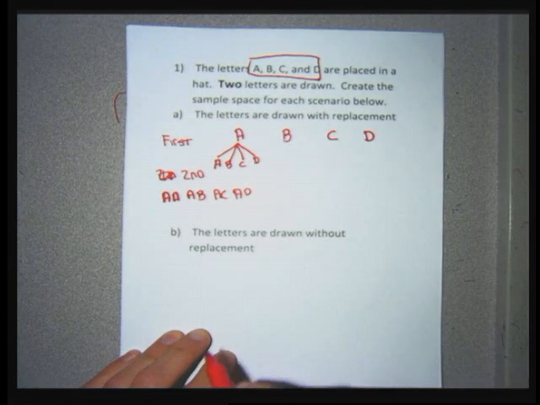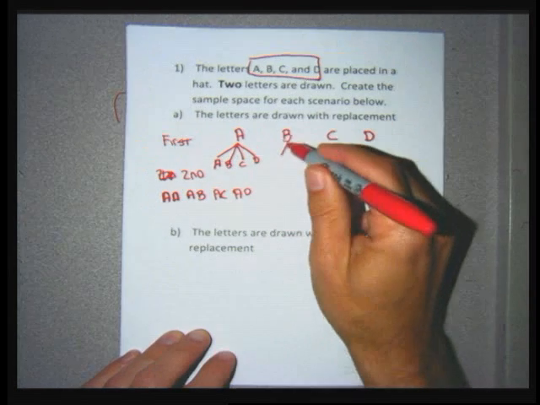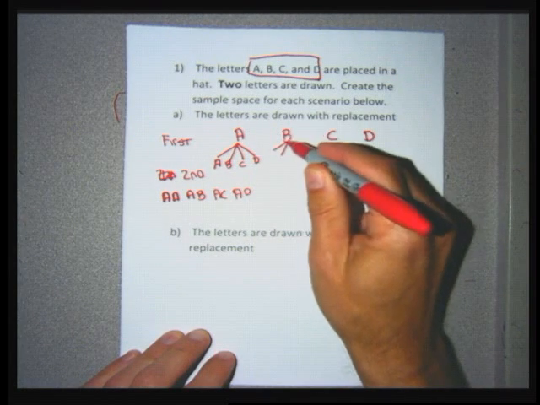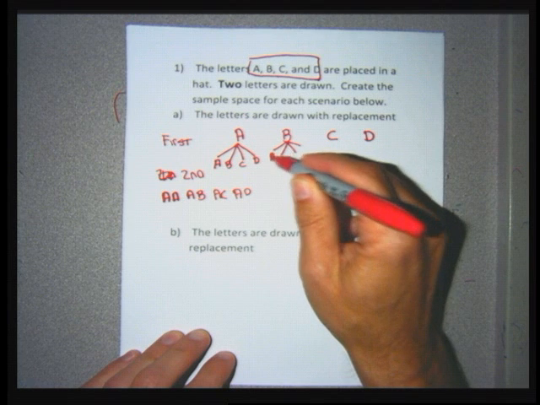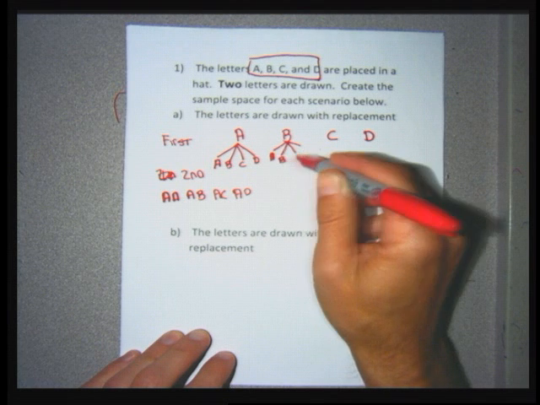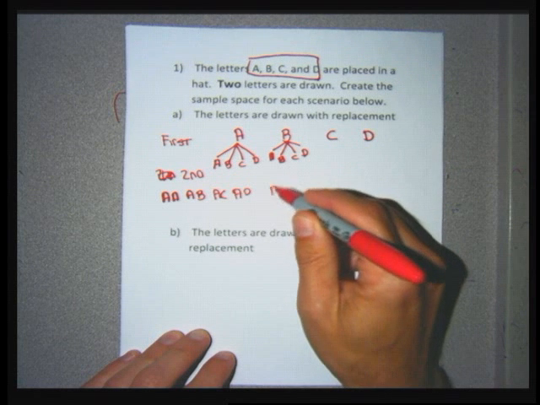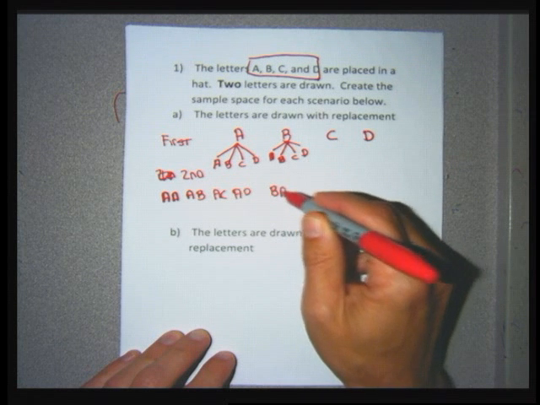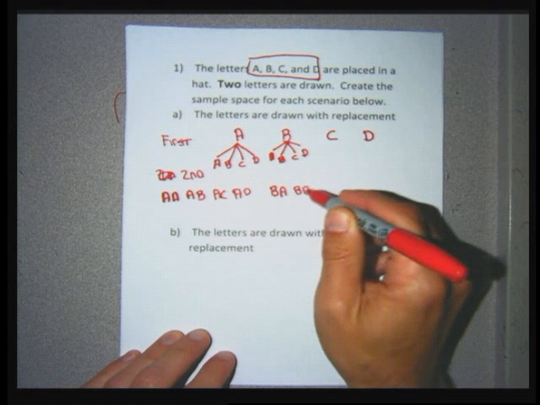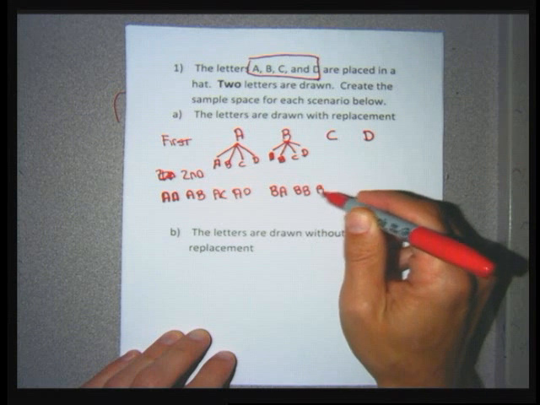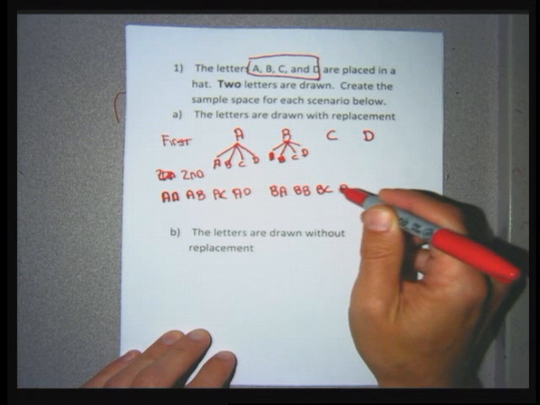If I did the same extension of my tree from the B, I could get a B first, then an A, then a B, a B, then a C, then a B, then a D. So the sample space here would have BA, BB, BC, and BD.